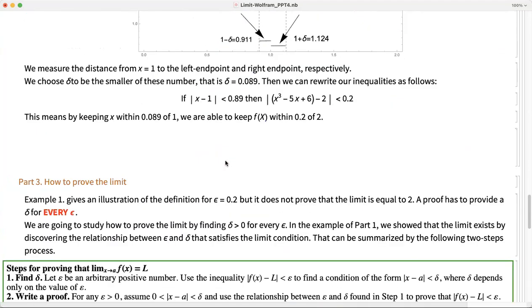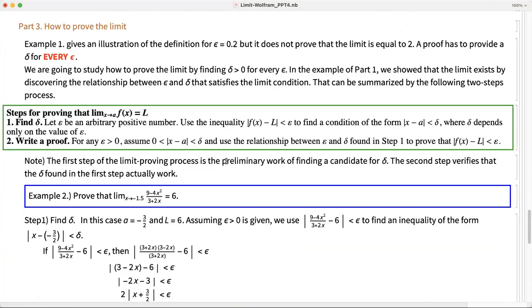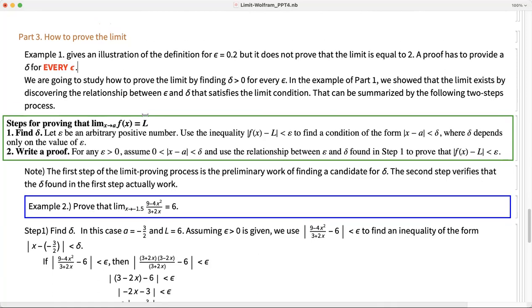So let's look at part 3, how to prove the limit. Example one gives an illustration of the definition for epsilon 0.2, but it does not prove that the limit is equal to 2. A proof has to provide a delta for every epsilon. So what is example one?